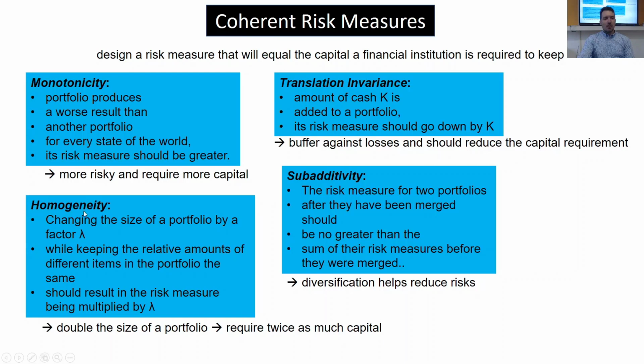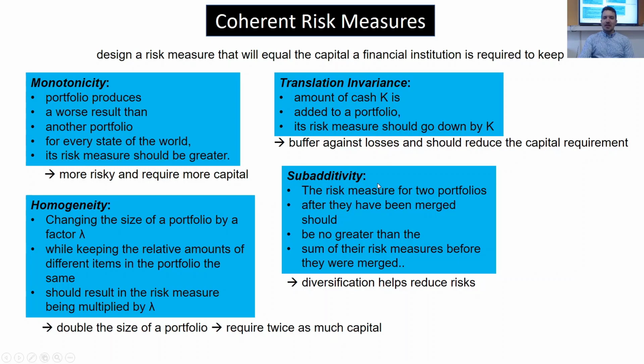So the second thing is homogeneity. So if we are increasing the size of the portfolio, then the capital requirement should increase as well. So it should be a linear relationship between them. And translation invariance means that if an amount of cash k is added to the portfolio, then the risk measure should go down by k. So practically, if we start to add lower risk assets, then it should create some kind of diversification. So capital requirement should decrease.